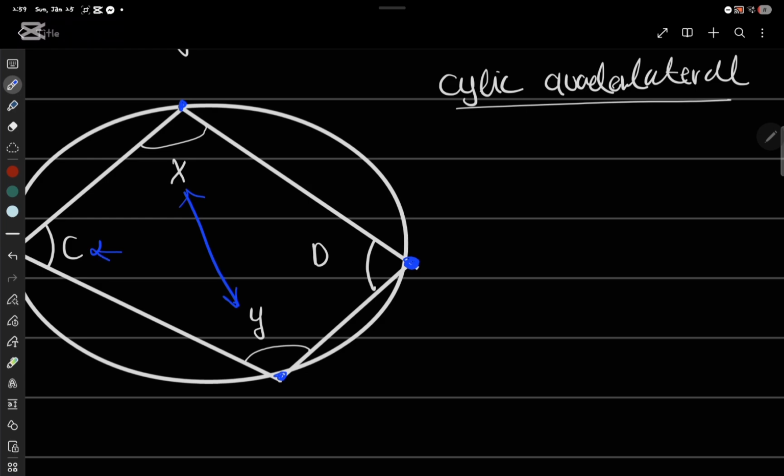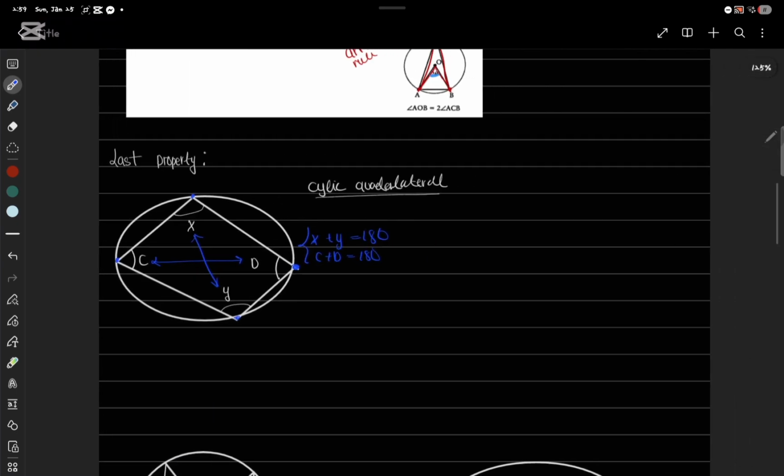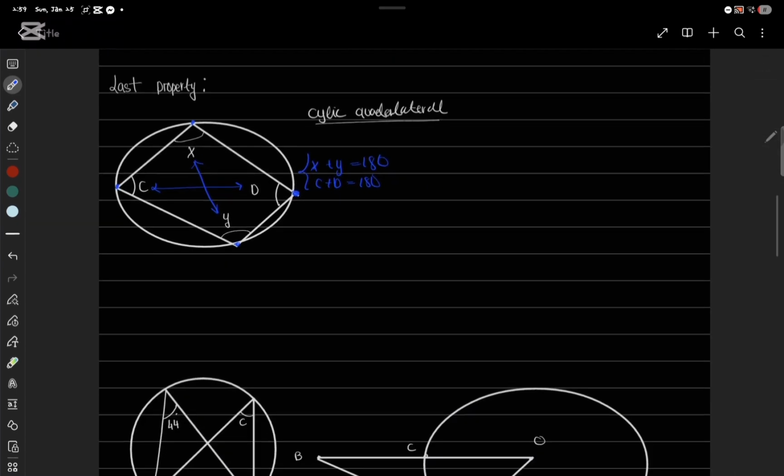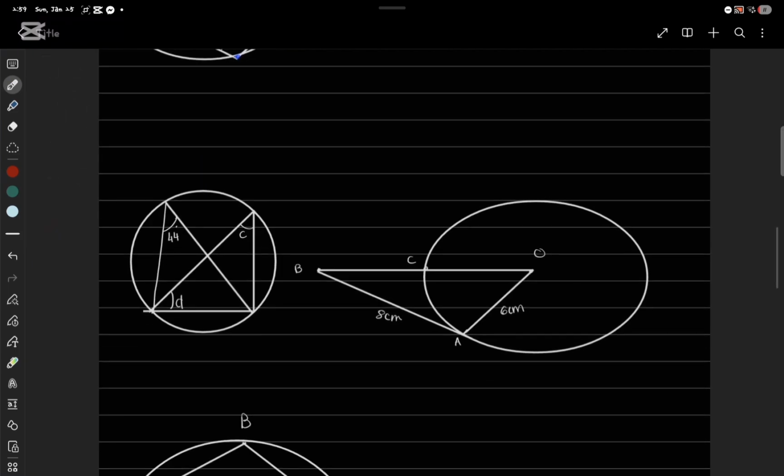Okay, so I've labeled the angles for you guys. Angles opposite to each other in a cyclic quadrilateral add up to 180. So x plus y equals 180, and c plus d equals 180. Okay? Alright. Now let's move on to some practice problems with all of the properties you guys have learned.